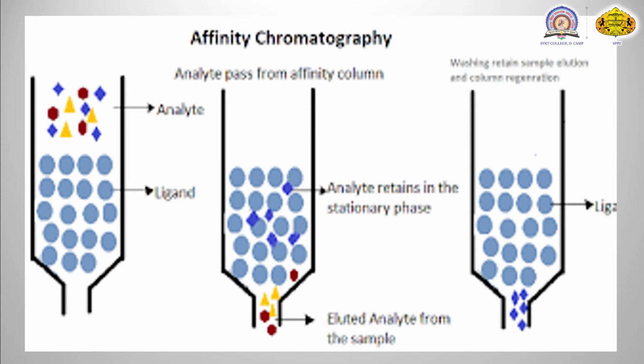If you know the target protein or target enzyme very well, if you know the biological or physical chemical properties of that particular enzyme, then only you can choose a specific ligand for it, and in this process it can proceed.